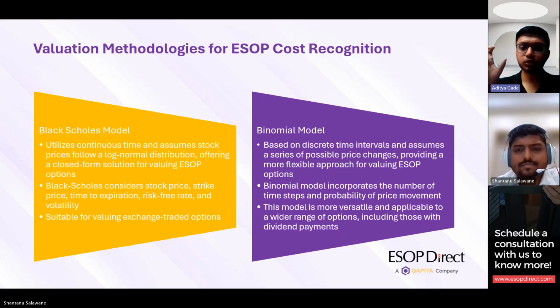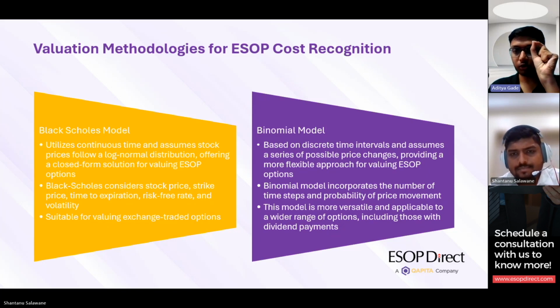The difference between Black-Scholes and binomial is that Black-Scholes values European style options having a fixed expiry date. Like I mentioned, there is a midpoint of the vesting and expiry end date. On that midpoint, options are being exercised. That is our main assumption. On that basis, we do the valuation.